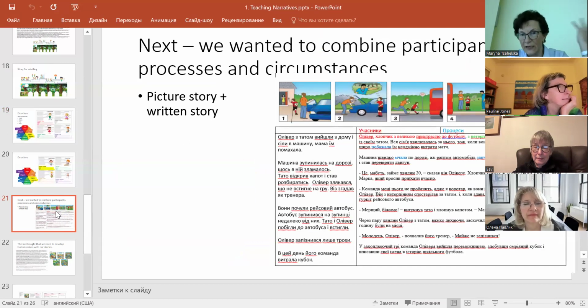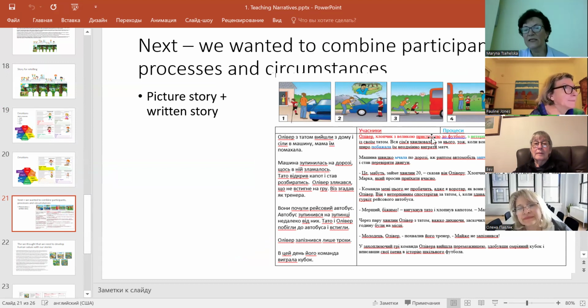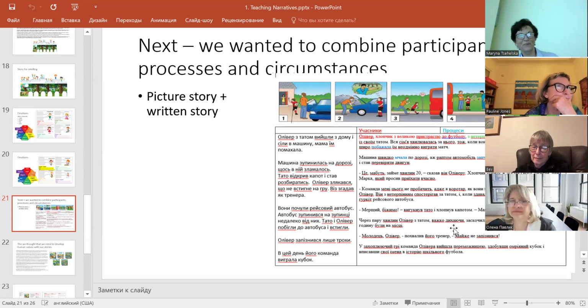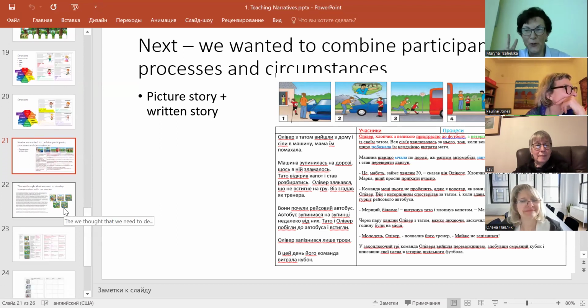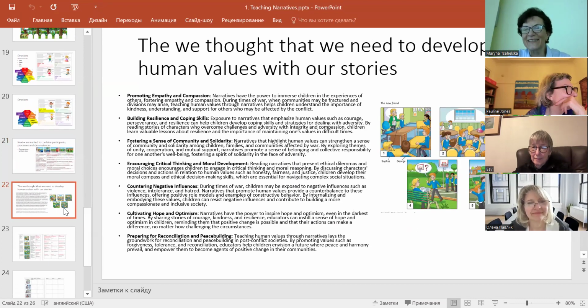So our next step was that we took pictures from the Cambridge Movers exam. There are picture stories, and we tried picture story and written story. Our idea was that we take the story, and at first they try to tell what is in the pictures, then they read, and I wouldn't say that it worked really well. It worked, but somehow it was difficult. Okay, I'm already finishing. And finally, for our 2 weeks, we are practicing a different type of narrative.